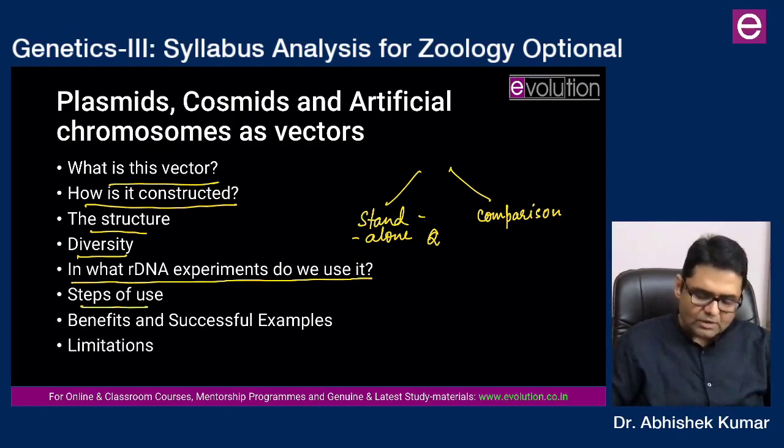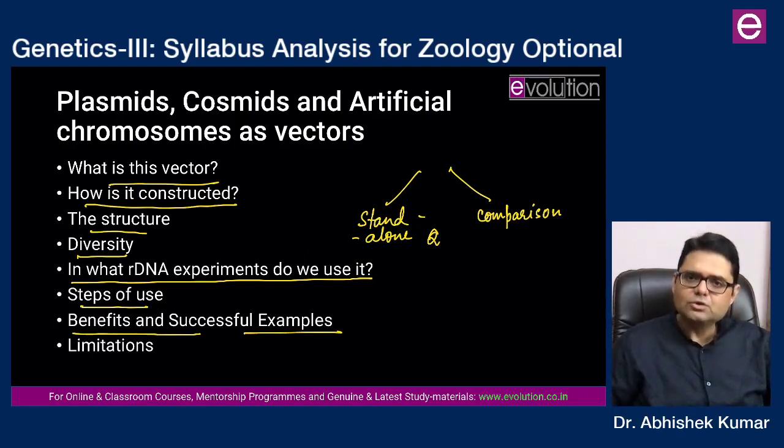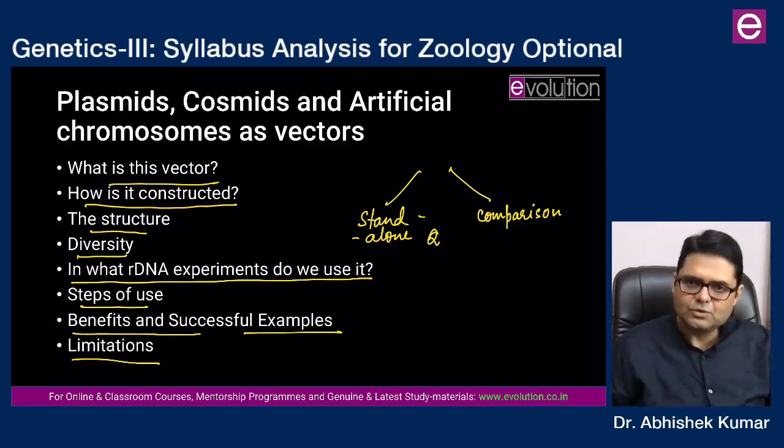After that, what are the steps of using it? How do you isolate and ligate the gene? How do you transfer this vector, etc.? For example, cosmids can be transferred using a virus, whereas plasmids can generally be transferred using co-cultivation or membrane permeabilization, etc. Then what are the benefits and successful examples of using this vector? And lastly, what are the limitations of an individual vector? Each vector has its own limitation.